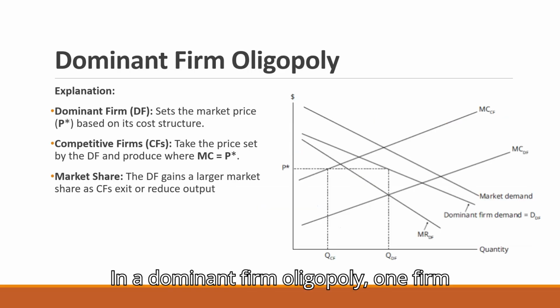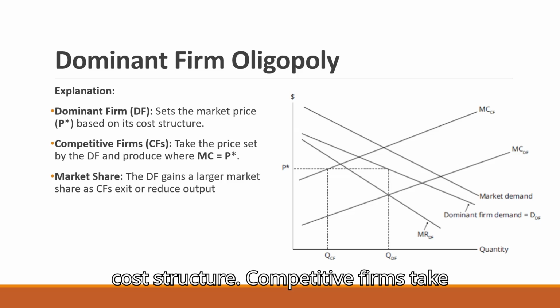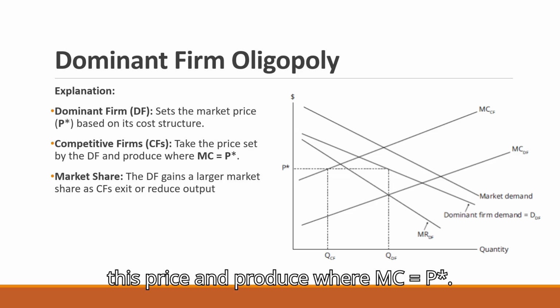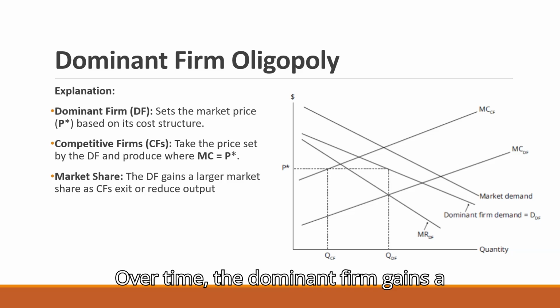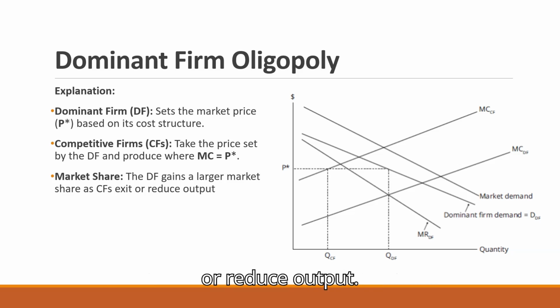In a dominant firm oligopoly, one firm sets the market price, P*, based on its cost structure. Competitive firms take this price and produce where MC equals P*. Over time, the dominant firm gains a larger market share as competitors exit or reduce output.